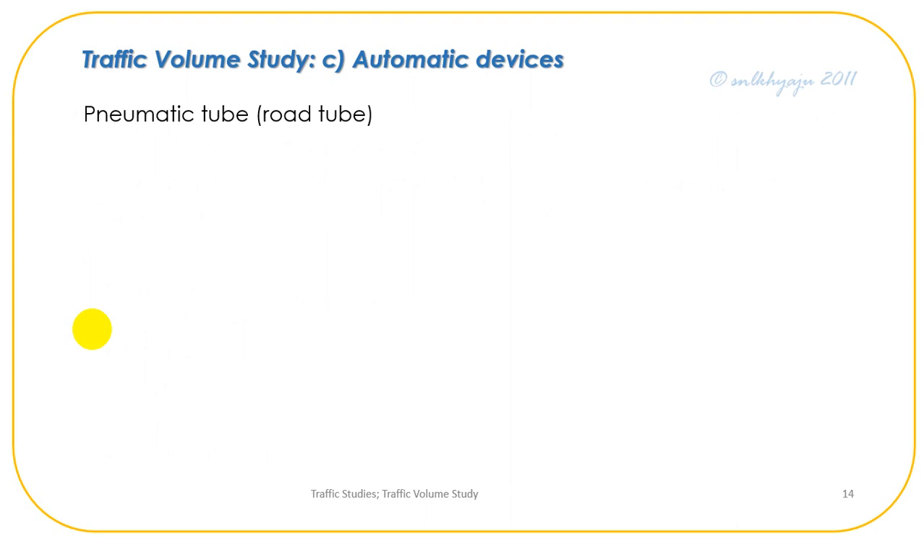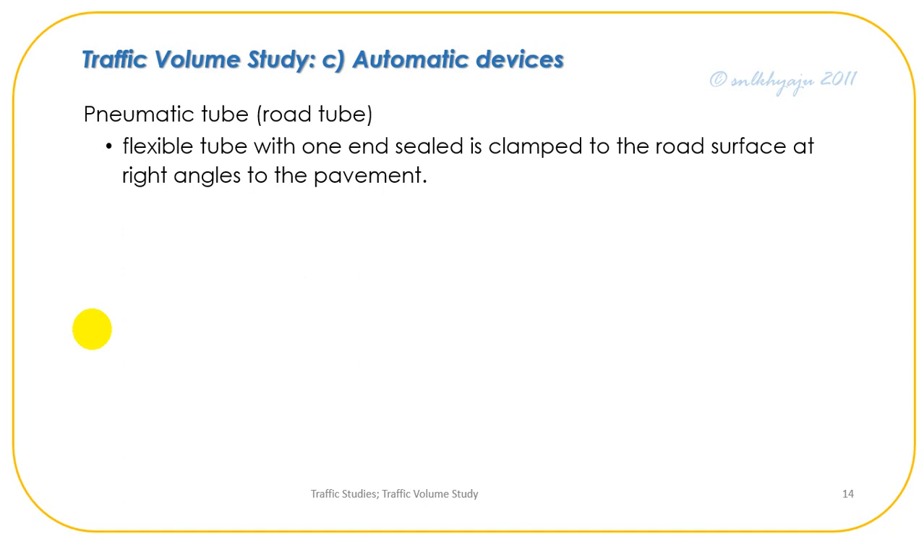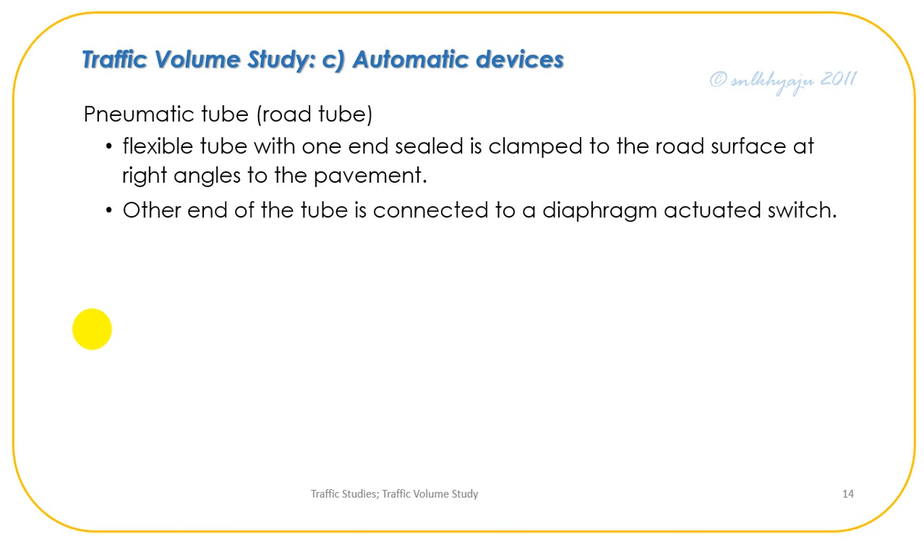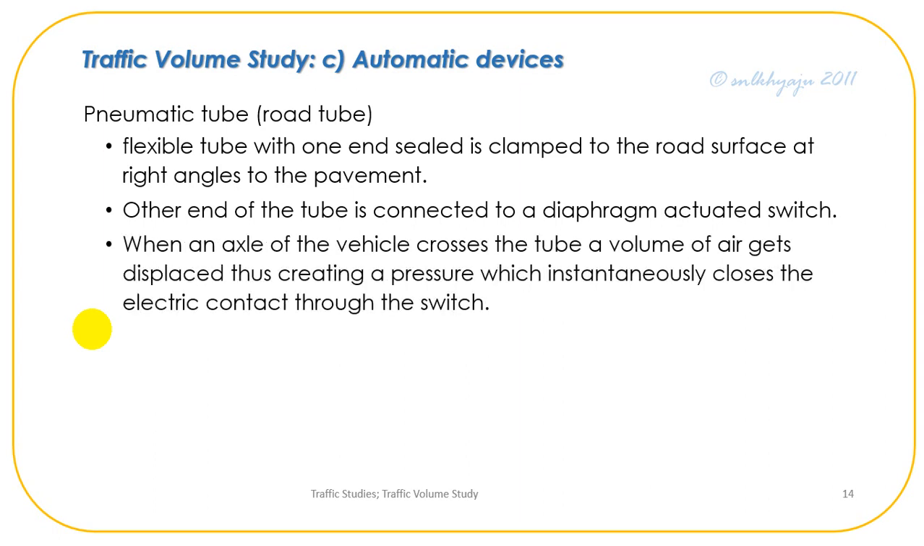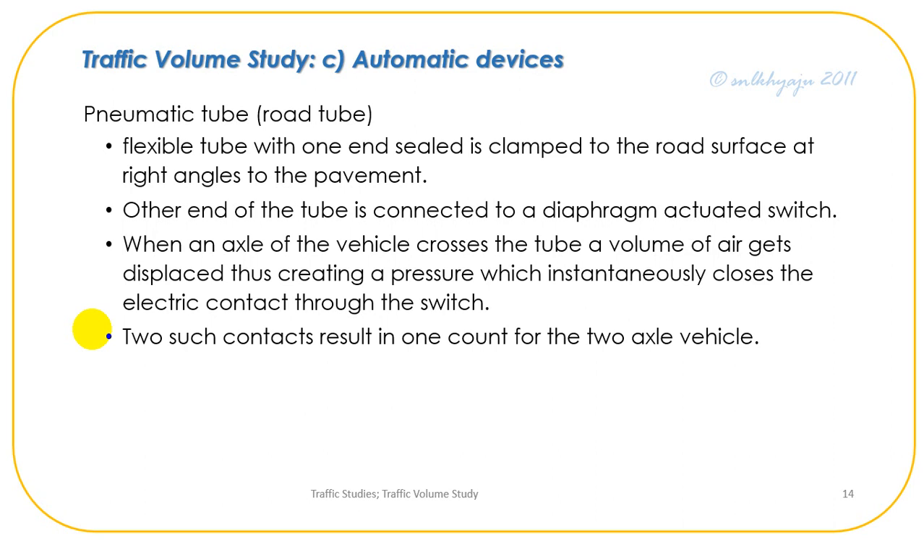And first automatic device, pneumatic tube or rod tube. A flexible tube with one end sealed is clamped to the road surface at a right angle to the pavement. The other end of the tube is connected to a diaphragm actuated switch. When an axle of the vehicle crosses the tube, a volume of air gets displaced, thus creating a pressure which instantaneously closes the electric contact through the switch. Two such contacts result in one count for a two axle vehicle.